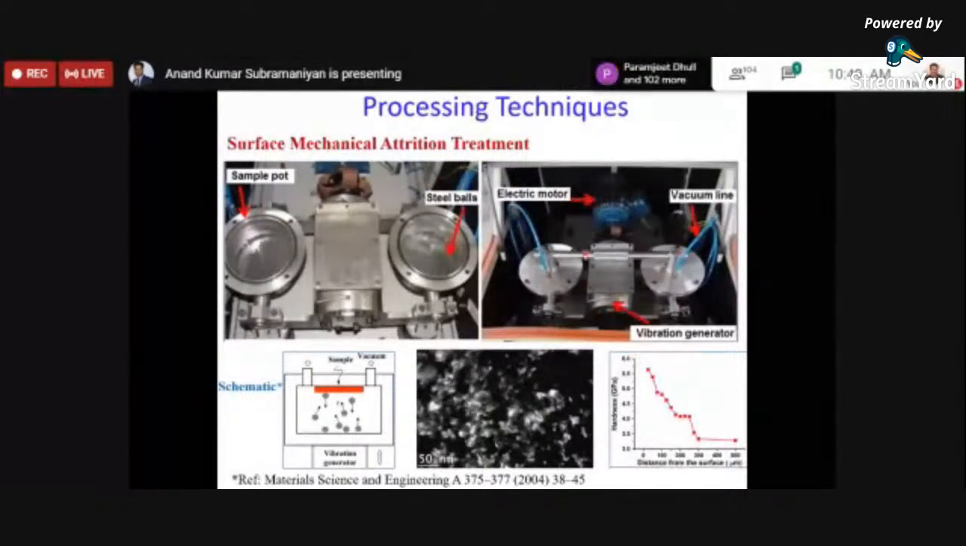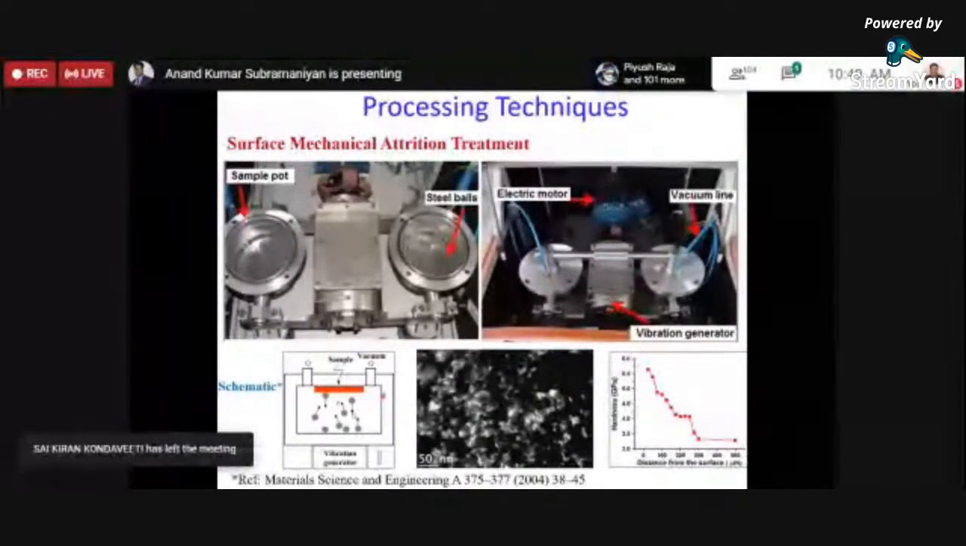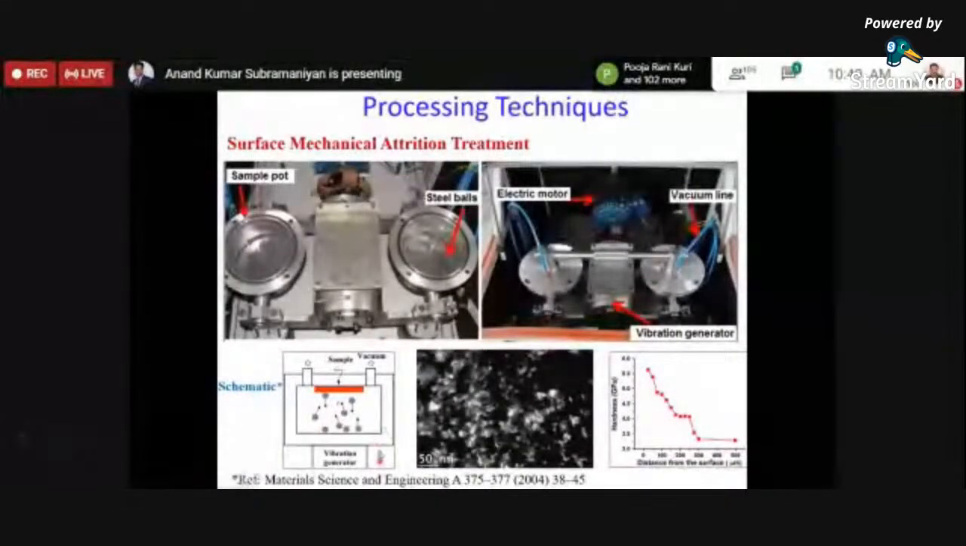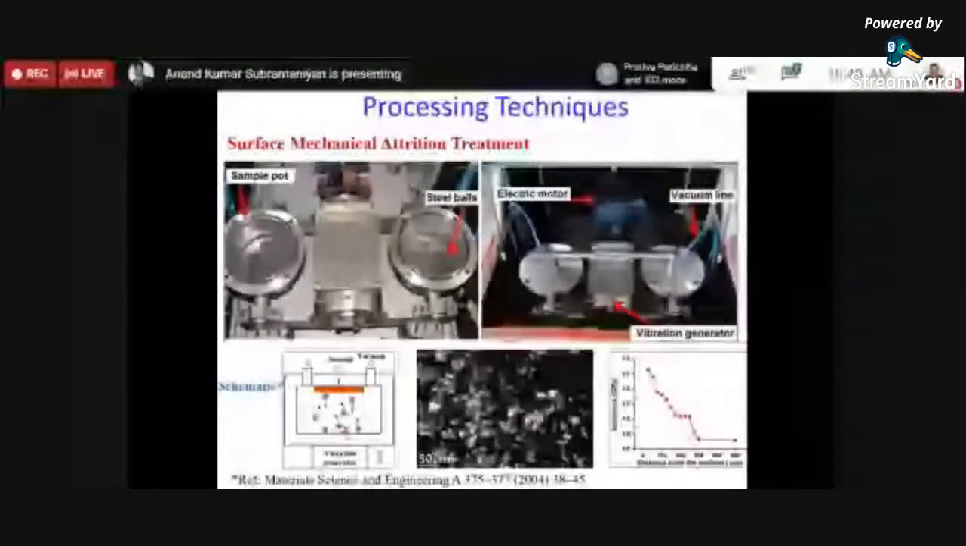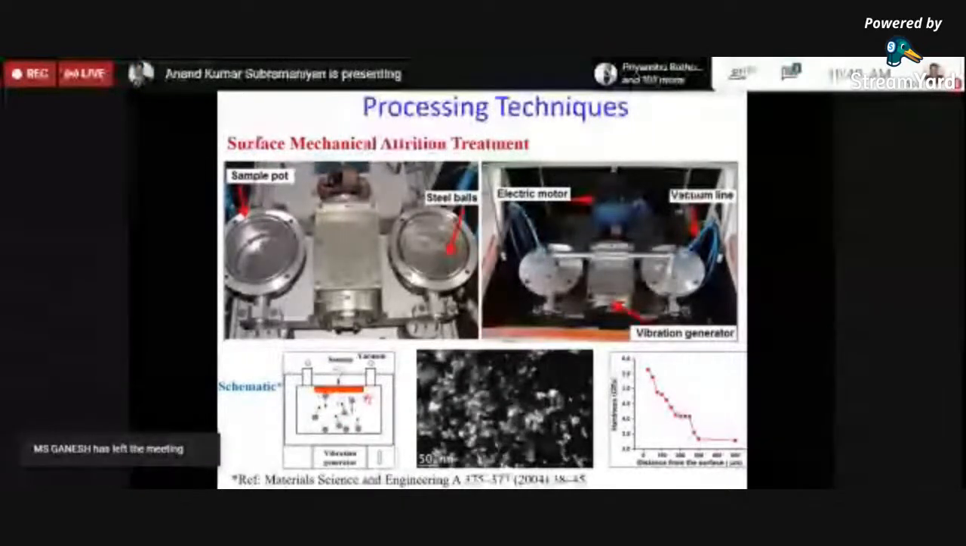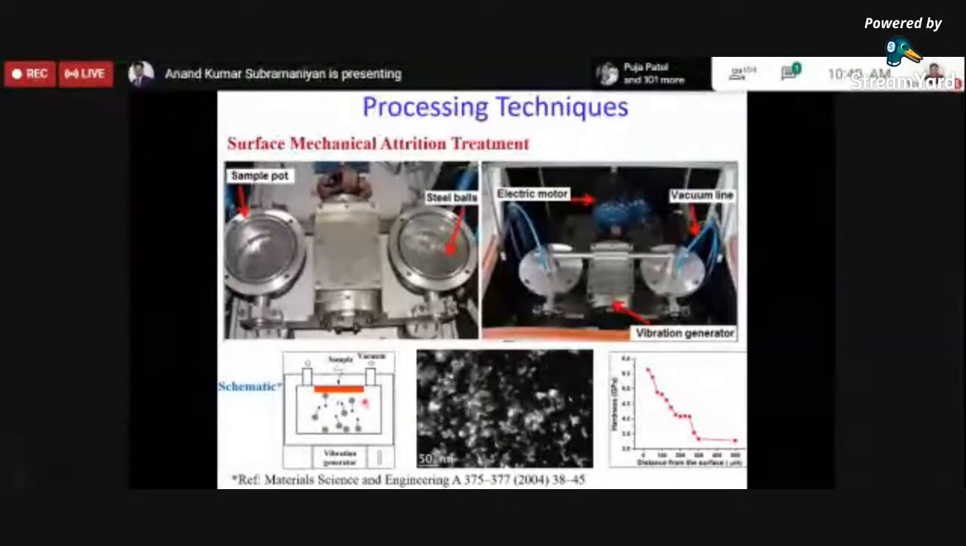That is one thing. And now the process happens in the following way. When this electric motor rotates, this vibration generator is going to introduce, as in this schematic, a to and fro motion. Thereby the steel balls placed at the bottom of the steel part are going to get excited, and then they impact onto the material surface with a very high kinetic energy. Thereby you can see that a very similar situation to the shot peening process can be expected.